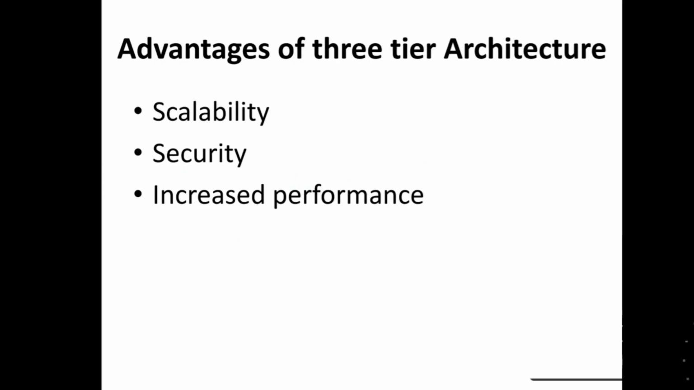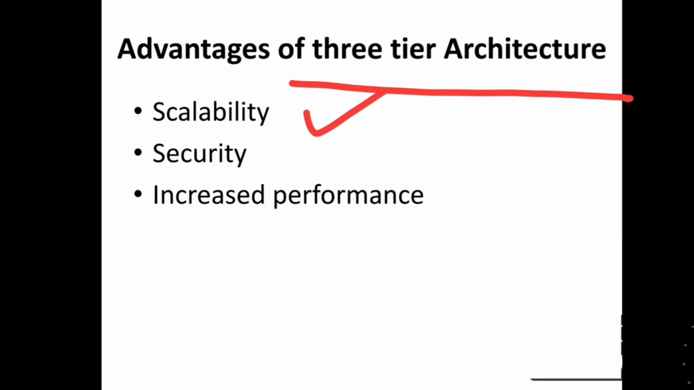Now let's discuss the advantages of the three-tier architecture. First is scalability. Scalability is basically the capacity to be changed in size or scale. And now you can easily say that three-tier architecture is easily scalable because here the application layer is involved, which can help to deal with n number of requests and n number of users. That is, multiple users can now access the data with the help of three-tier architecture.